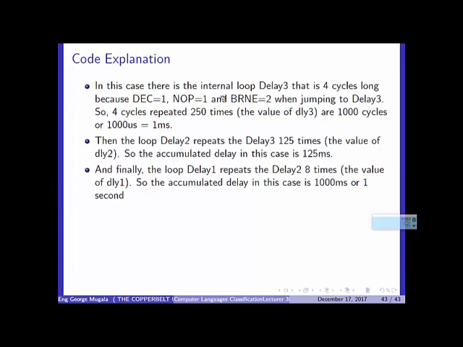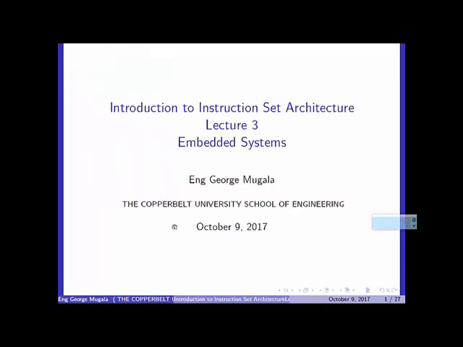Now in this case, there is an internal loop delay 3 that is 4 cycles long. Because dec is 1, no operation is 1, and branch if not equal is 2 when jumping to delay 3. So 4 cycles repeated 250 times, the value of delay 3, are 1000 cycles or 1 millisecond. Then the loop delay 2 repeats the delay 3 125 times, so the accumulated delay in this case is 125 milliseconds. And finally the loop delay 1 repeats the delay 2 8 times, so the accumulated delay in this case is 1000 milliseconds, or 1 second. Okay on that one.